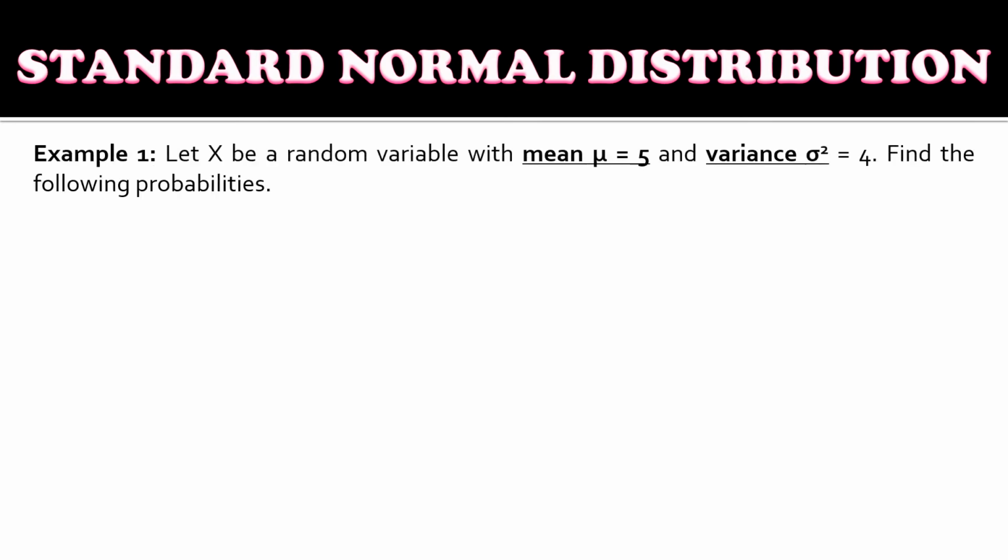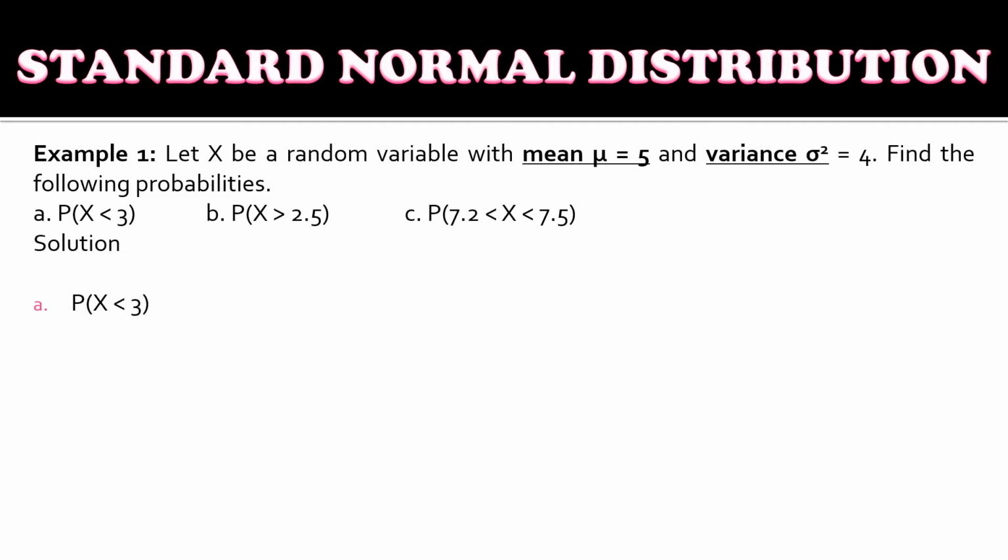So now let's have an example. Example number 1: let x be a random variable with mean equals 5 and variance equals 4. Find the following probabilities. A, probability of x is less than 3. B, probability of x is greater than 2.5. Then C, probability of x is greater than 7.2 but less than 7.5. Let's start solving for A: probability of x is less than 3.